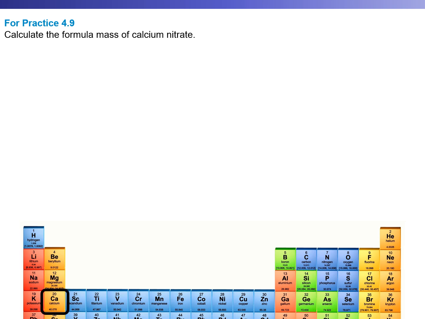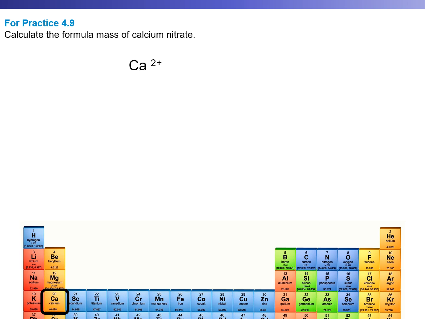Now, problem 4.9 wants us to calculate the formula mass of calcium nitrate, which means that, first of all, we have to figure out the formula for it. So we know that we're going to have calcium. All right, so here's calcium in the periodic table, and calcium nitrate. So calcium is a metal, so we know we're dealing with an ionic compound, which means we have to come up with the ions in order to get our formula. So calcium is going to form an ion that has a +2 charge.